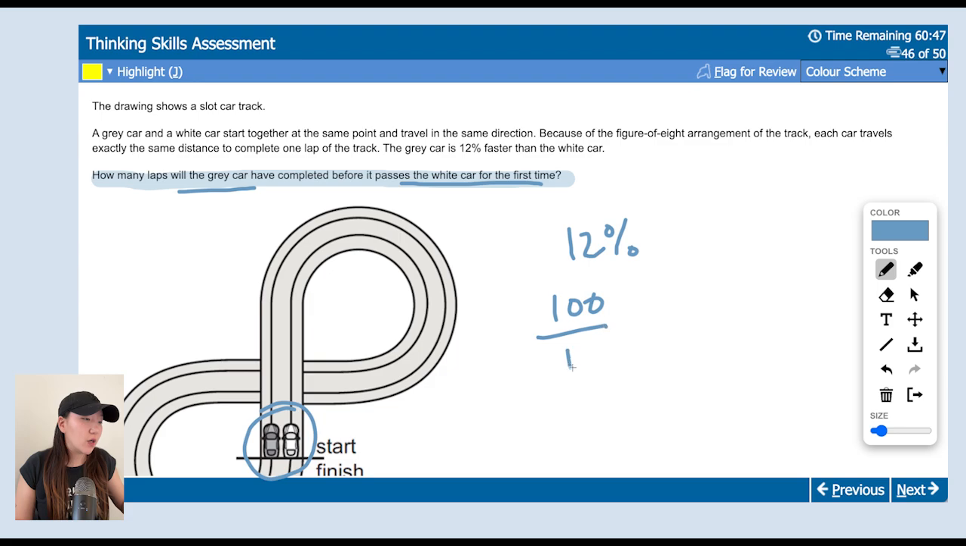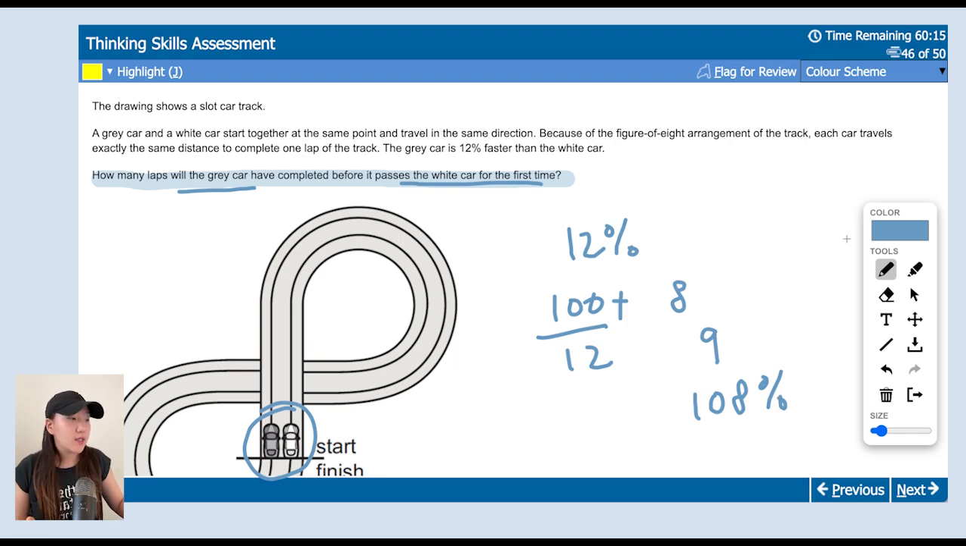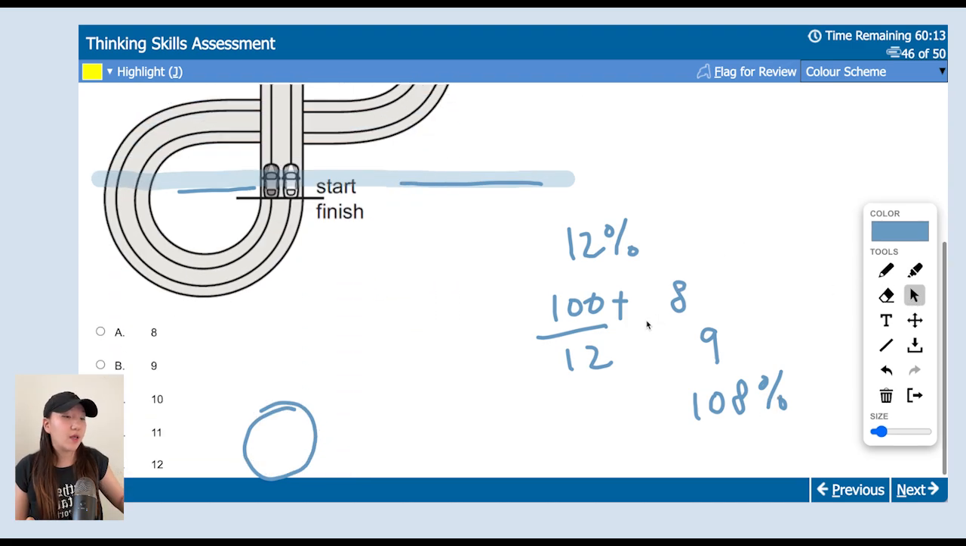You can literally just do 100 divided by 12 and see how long it would take before it catches up 100% of the track. If you divide that, it goes into it basically 8 times to get 96, right? But what we need is 100 plus, over 100. So 8 would take us to 96. 9 would get us the rest of the way, and it would take us to 108% past the other. So we've lapped them plus done 8%. So it's on the 9th lap that the grey car would overtake the white car, which would be B.